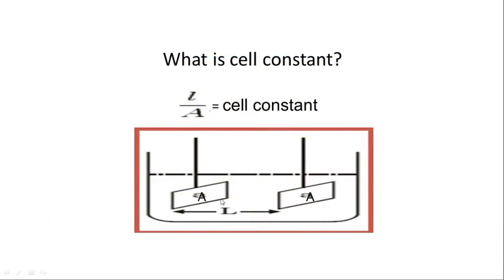So this is exactly what I have explained. Cell constant is equal to L upon A, and it is a constant for a given cell. The value of the cell constant of this cell will not be the same as that of another cell. Each cell will have its own cell constant.